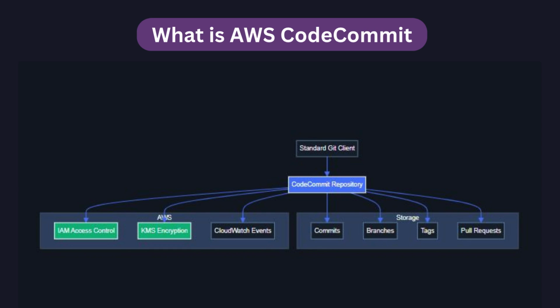What is AWS CodeCommit? CodeCommit is a standard Git-compatible service that works with any Git client, IDE plugin, or CI tool. It supports commits, branches, tags, and pull requests. Repositories are encrypted at rest using AWS KMS and in transit using HTTPS or SSH. It also integrates with CloudWatch events to track repository activity. The service scales automatically and requires no maintenance.